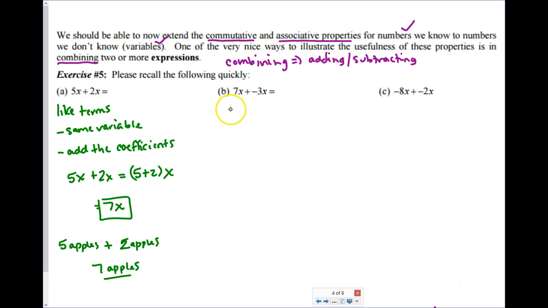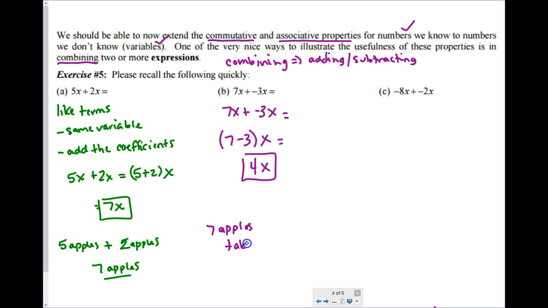Okay, let's take a look at what you did. 7x plus negative 3x is the same as saying 7 minus 3 x. 7 minus 3 is 4x. I've got 7 apples, and then I take away 3 apples, so now I've only got 4 apples left. Sometimes it's really useful to pretend a variable is a thing that you can touch. That way it makes the math make a little bit more sense when you're doing it.